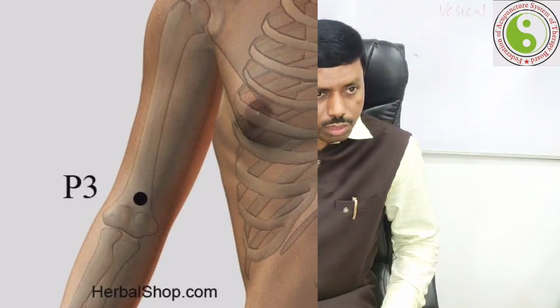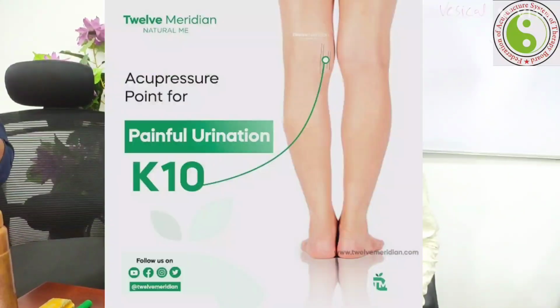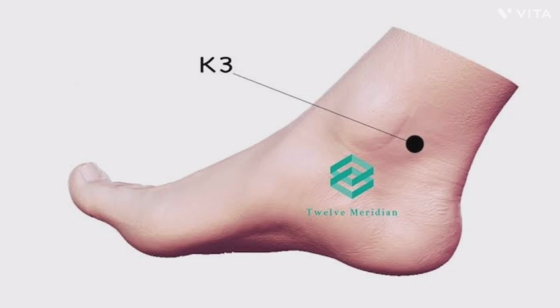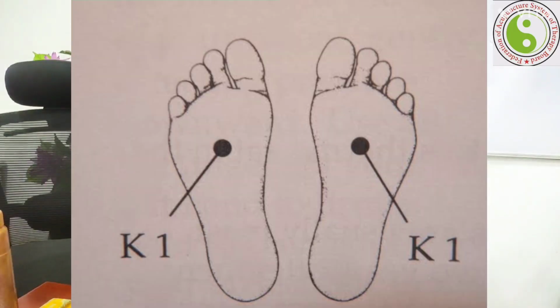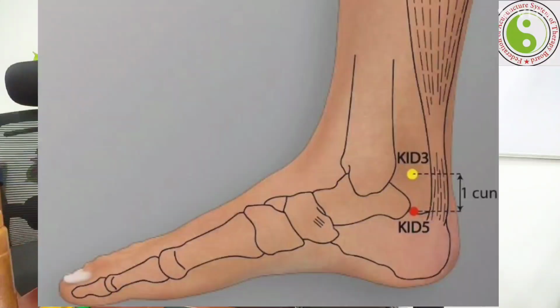You can note down these points: P3, then K3, and then K1, P3, then K10, K3, K1. This protocol will be really helpful to treat kidney stones related conditions. So therefore, by the way, if you want to activate a point, K5 is also advisable as an emergency point.